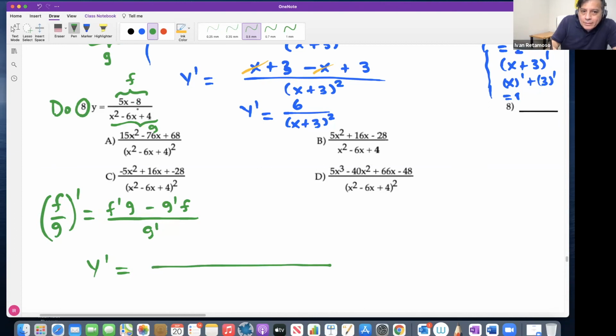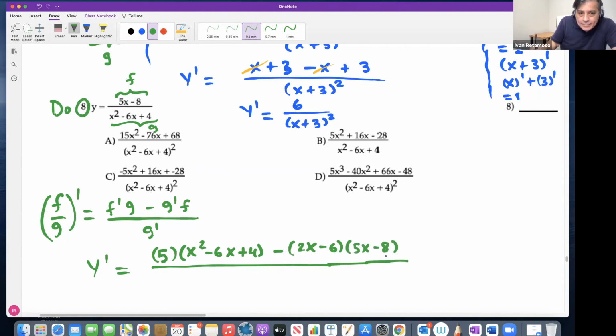So the derivative of our quotient should look like this. Derivative of the function on the top: derivative of 5x, 5 comes out, derivative of x is 1, is just 5. Derivative of 8 is 0. So this is just 5 times the other function, x squared minus 6x plus 4, minus the derivative of this guy now. The derivative of this is going to be 2x. Derivative of 6x is just minus 6. Derivative of 4 is 0. So twice x minus 6 within parentheses, times the function f as it is, 5x minus 8.